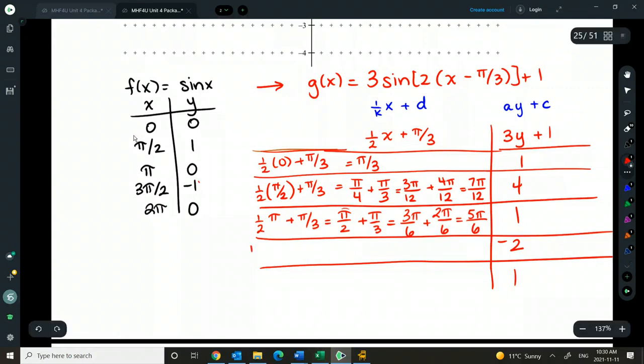Okay, almost there. 1/2 times 3 pi over 2 plus pi over 3. So we're getting 3 pi over 4 plus pi over 3. Again, common denominators are 12s here. Multiply the left side by 3. Multiply the right side by 4. We're going to get 13 pi over 12.